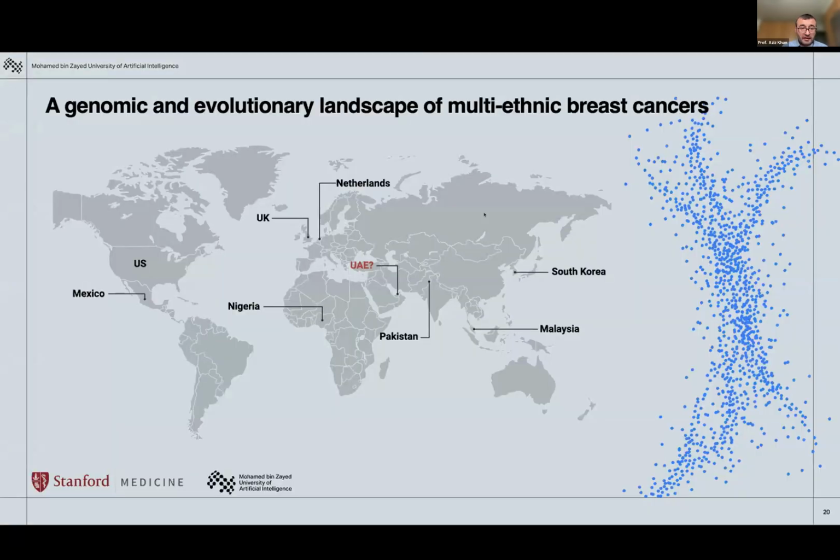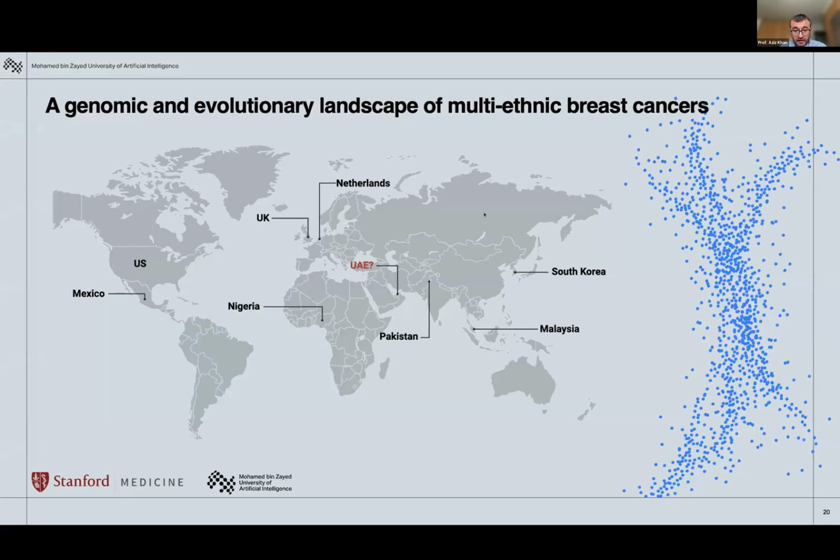So currently we are expanding this large genome study. The previous one I showed was mainly European cohorts. Now we are expanding to doing it multi-ethnically. For example, we have a cohort from Nigeria. We have a cohort also from Malaysia, South Korea, and I'm also building one. We are building one in Pakistan at the Shaukat Khanum Cancer Hospital, and likely one in UAE.